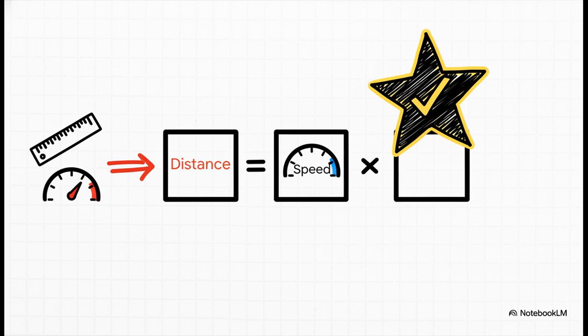The second mark is just for putting the numbers in the right places. It's called substitution. You take your new distance in meters, you take the speed of light, and you plug them into the equation. You just have to show the examiner you know which number goes where. That's it. Mark number 2 is yours.